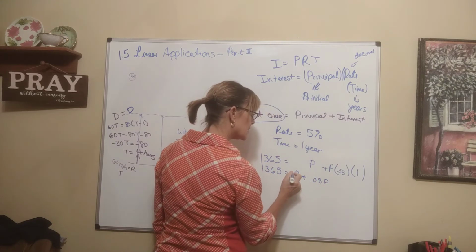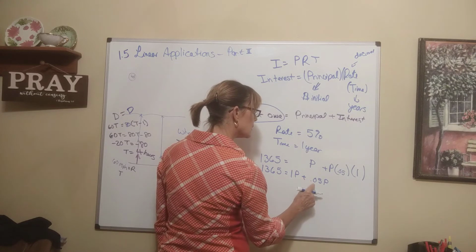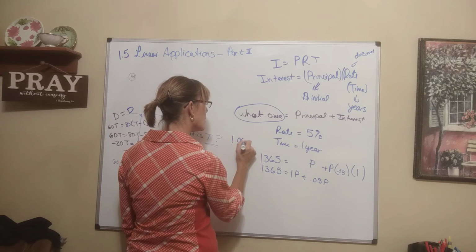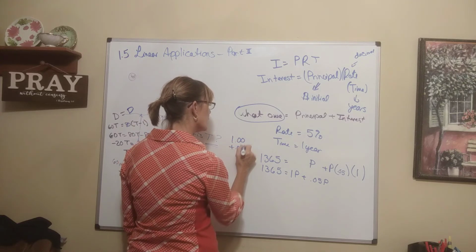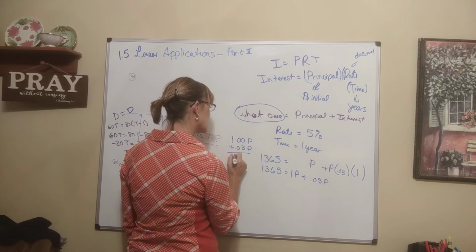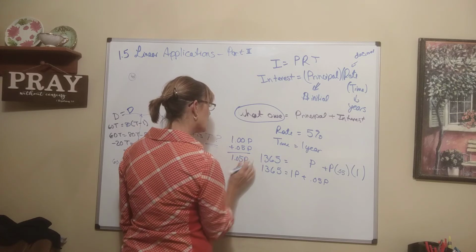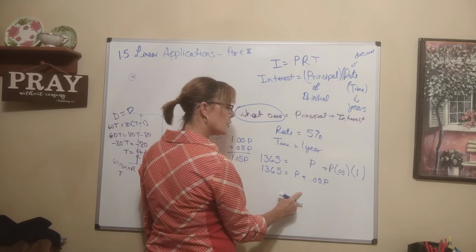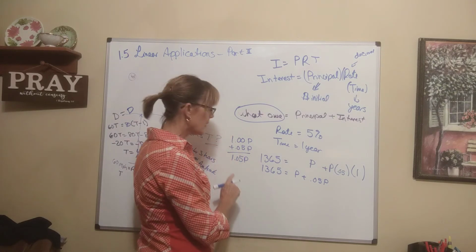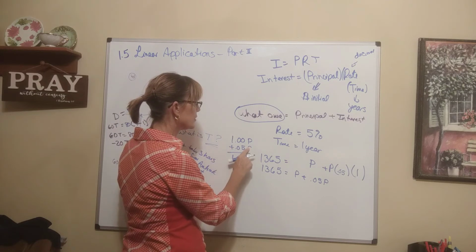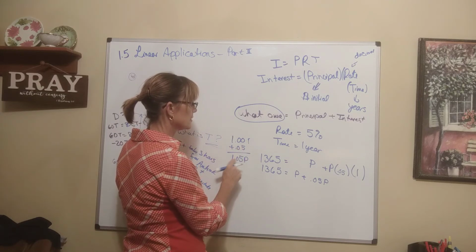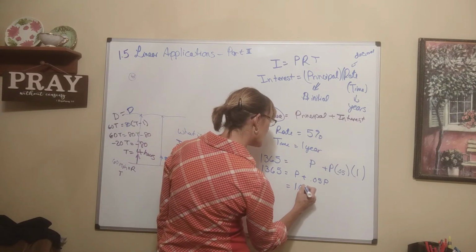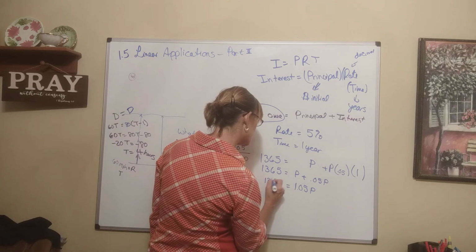What's in front of this P is a 1, and what's in front of this P is a 0.05, and these are like terms. So 1P plus 0.05P is going to give me 1.05P. I wrote it out like this because if I just said, oh, this plus this is 1.05, people get really confused. But it doesn't bother them if I just add 1 plus 0.05 like this. So it's still the same. 1 plus 0.05 is 1.05 times P is 1365.